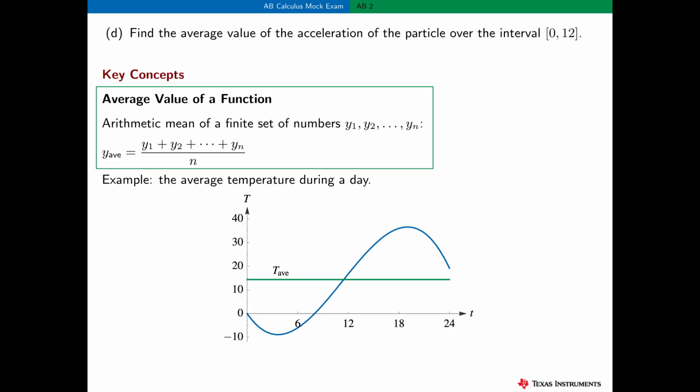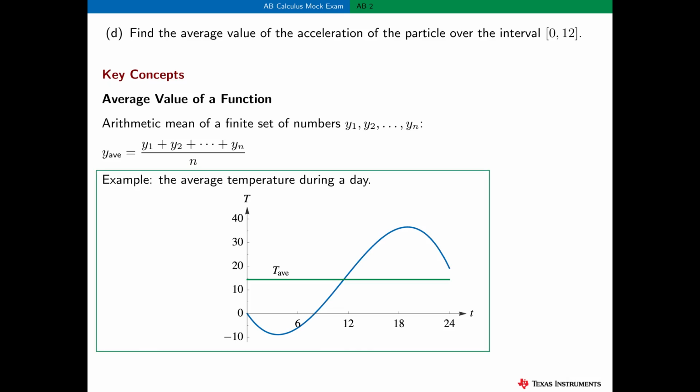So let's suppose we have a finite set of numbers or observations or values. It's straightforward and common to find the average, or really the arithmetic mean, of this set of numbers. All we do is add them all up and divide by the total number of values, n. But how do you compute the average temperature during a day, for example? There are infinitely many temperature readings during the day, and we can't find the average in the usual finite way. But if you think about it, it certainly seems like there is an average temperature during a day.